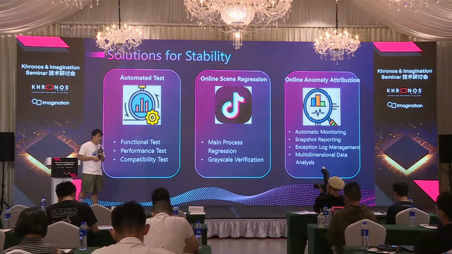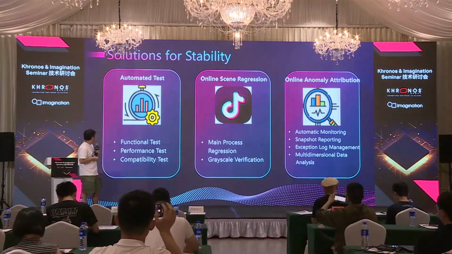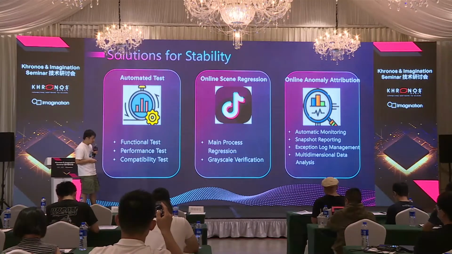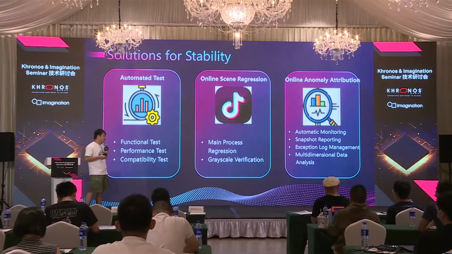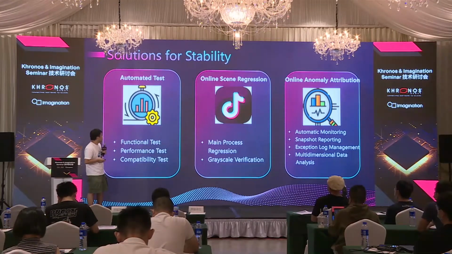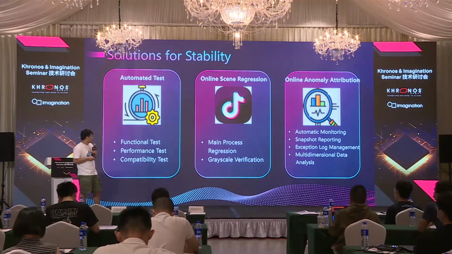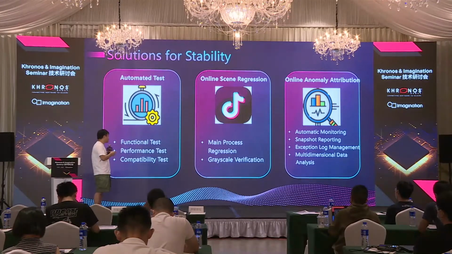And then the third one, stability. We also have three phases of work to improve our application's stability. The first one is our automated tests. We run the tests on our device cluster. Of course, every app developer would do this. And the second thing I'd like to mention is our online scene regression.